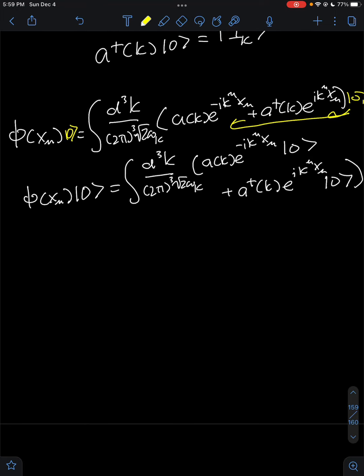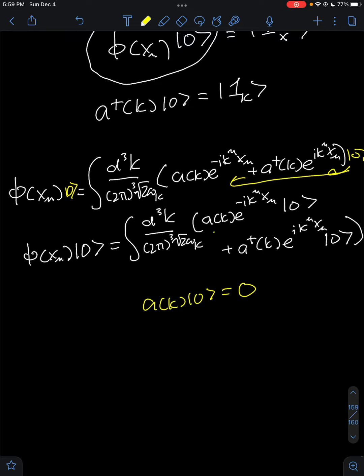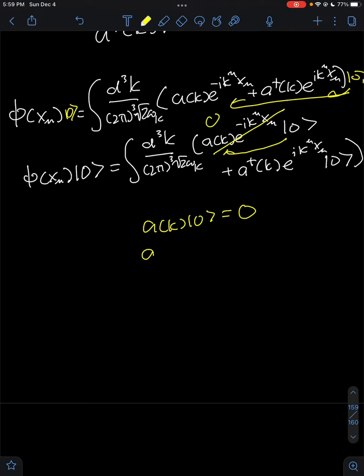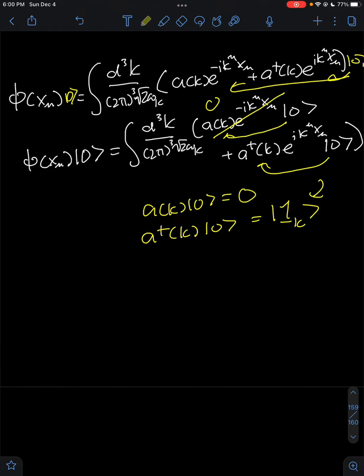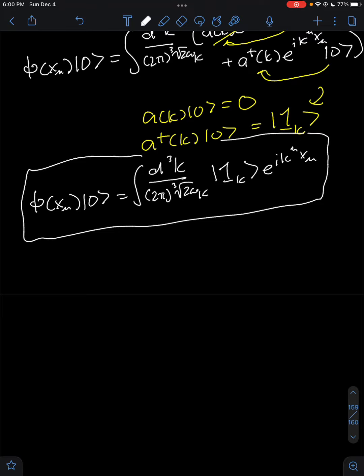And now we know that A of k acting on the vacuum state gives us 0, right? So this term gives us 0. And A conjugate k acting on the vacuum state gives us one particle with momentum k. So when this goes over here, we get this. This implies that phi of x mu acting on the vacuum state is... here's our answer for our field acting on the vacuum state.